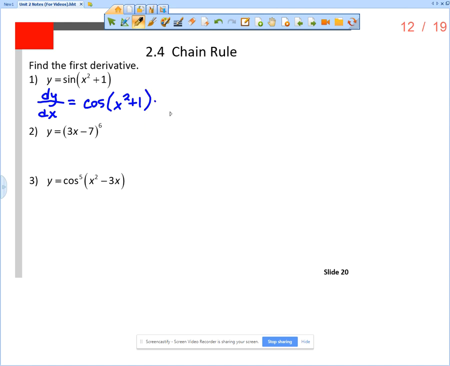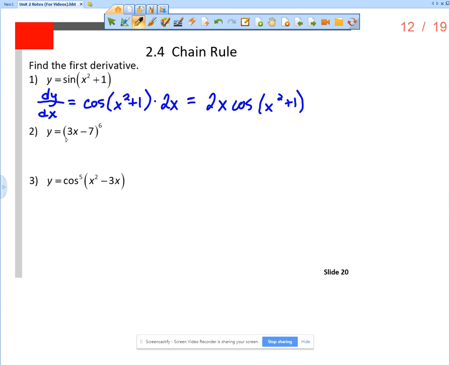Then you multiply by the derivative of the inside function. So what is the derivative of x squared plus 1? It is 2x. Now, we might rewrite it. I like to always put the constants in front. So 2x times the cosine of x squared plus 1. All right, the next one.